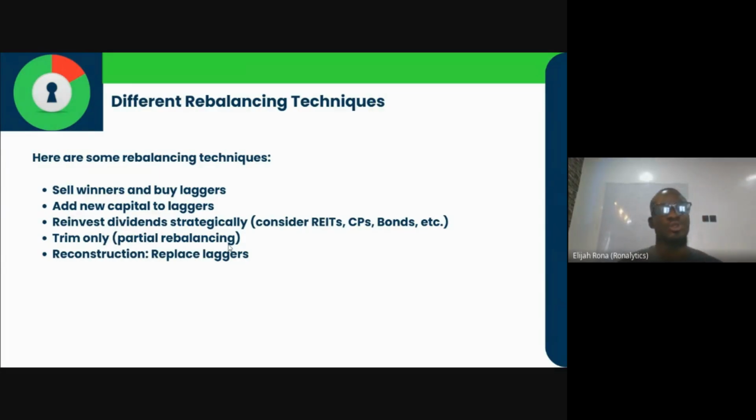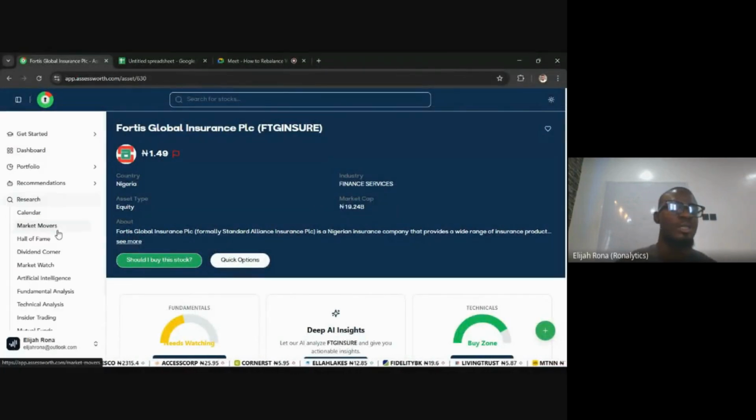In case you want to really look at diversification, consider using the dividend that you receive from stocks, etc., to buy some real estate investment trusts, commercial papers, etc. Why do we say that? Come to Access What Hall of Fame.